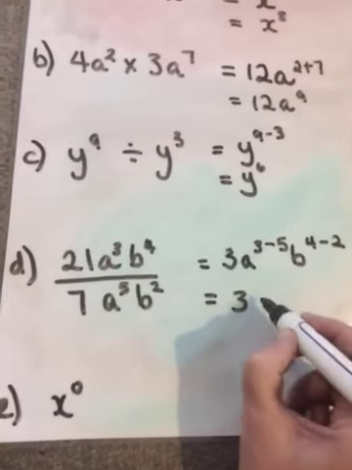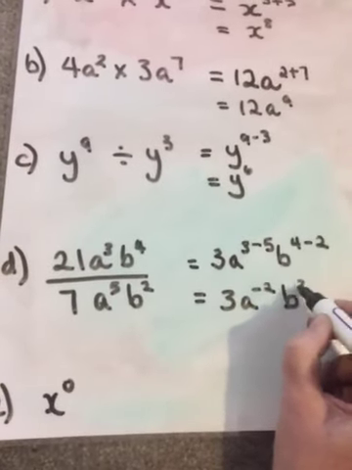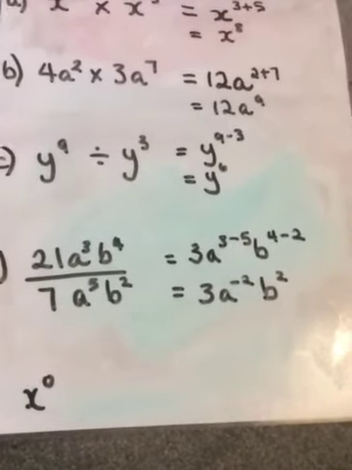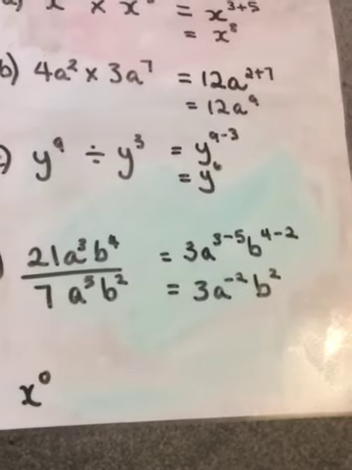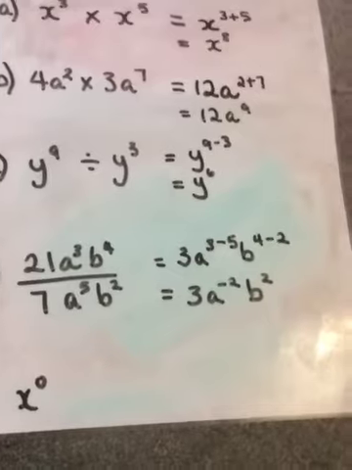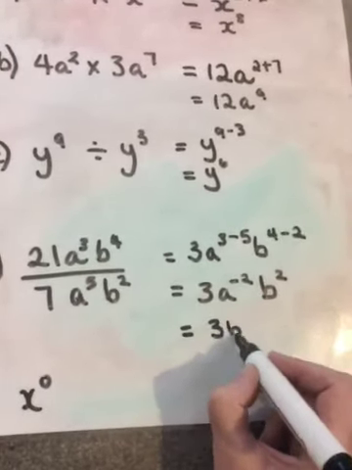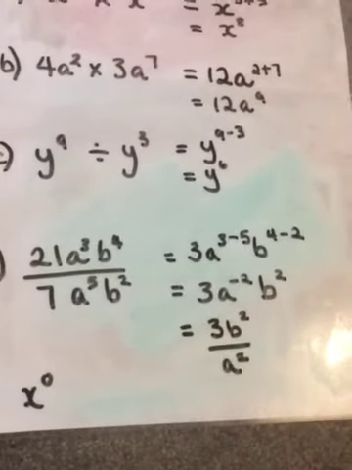So this becomes 3a to the negative 2 and b to the positive 2. Now, if you remember, one of our later rules was if we have a negative index on the numerator, then we can make it a positive index by moving it down to the denominator. So the final answer is going to be 3b squared over a squared.